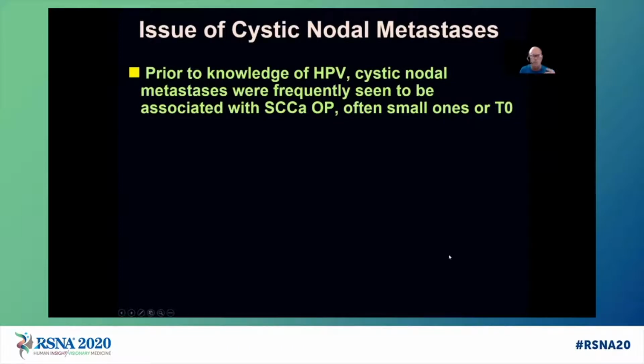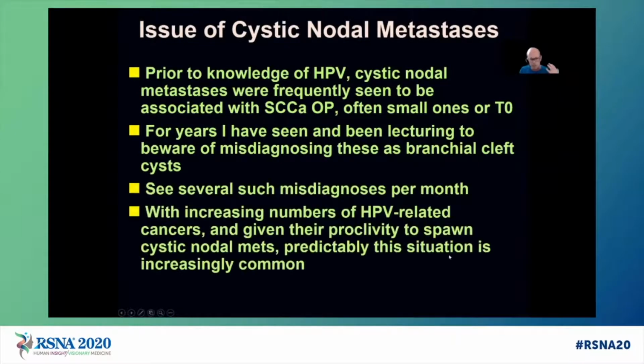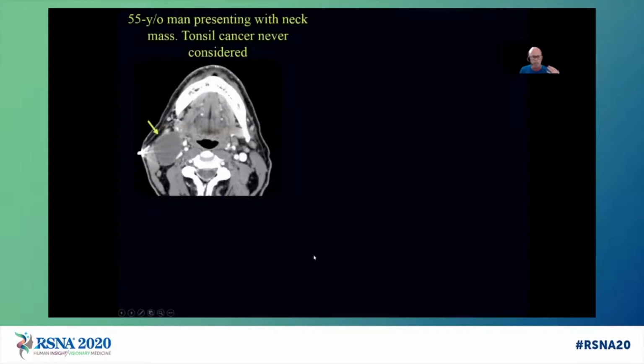This is a common presentation for HPV-associated oropharyngeal cancers: nodes that are all or mostly cystic. For many years we've seen these things presenting and misdiagnosed radiologically as branchial cleft cysts. We still see several of these, and with an increasing number of HPV-related cancers, we are going to see more of these kinds of cases.